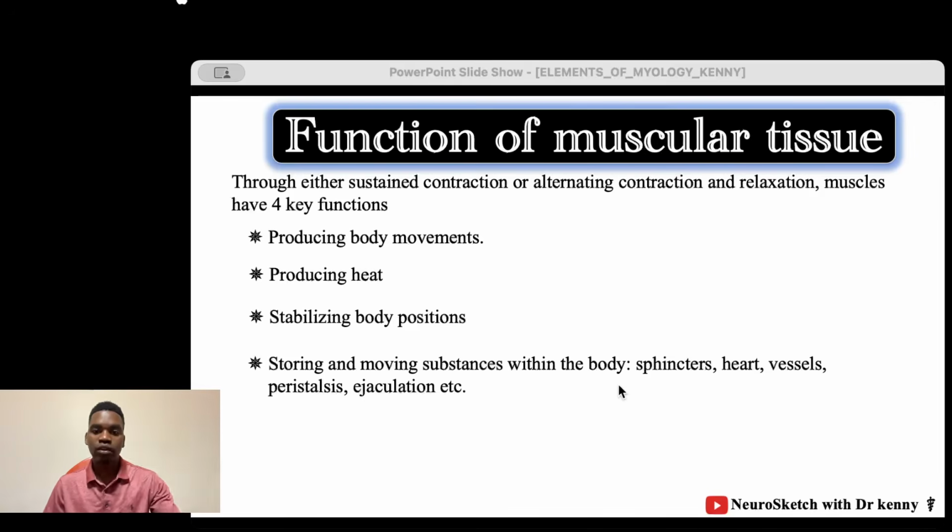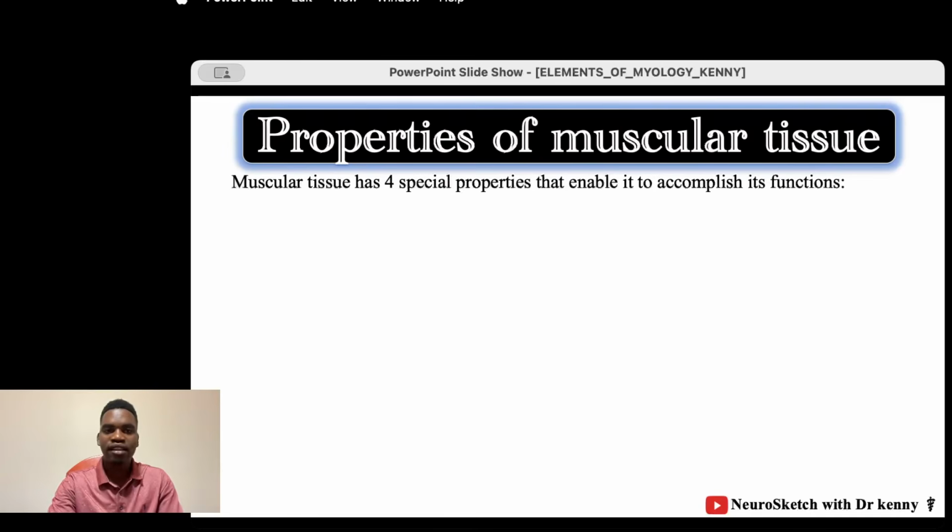But also we know ejaculation, contraction within the gonadal system, will result in the propulsion of the ejaculatory material from point to point. So we have seen these are the basic functions of the muscular tissue. What are the adaptations, the properties of the muscular tissue?